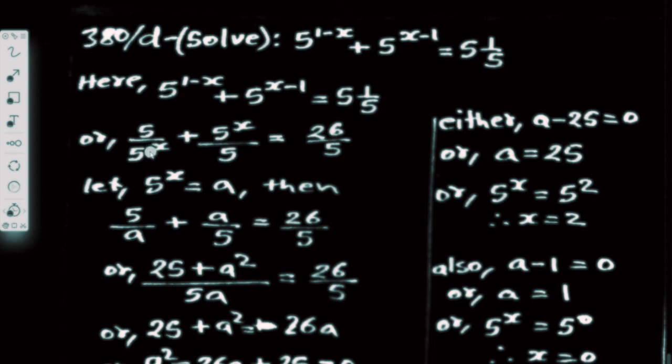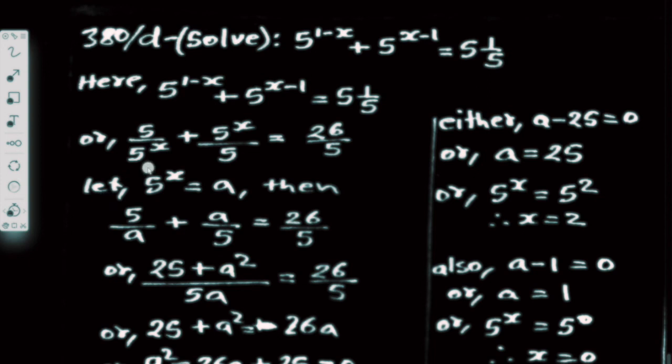So 5 by 5 power x plus 5 power x by 5, here the power is minus, so 5 is placed in the bottom, equal to 26 by 5. 26 by 5 means 5 into 5, 25 plus 1, 26, so 26 by 5.